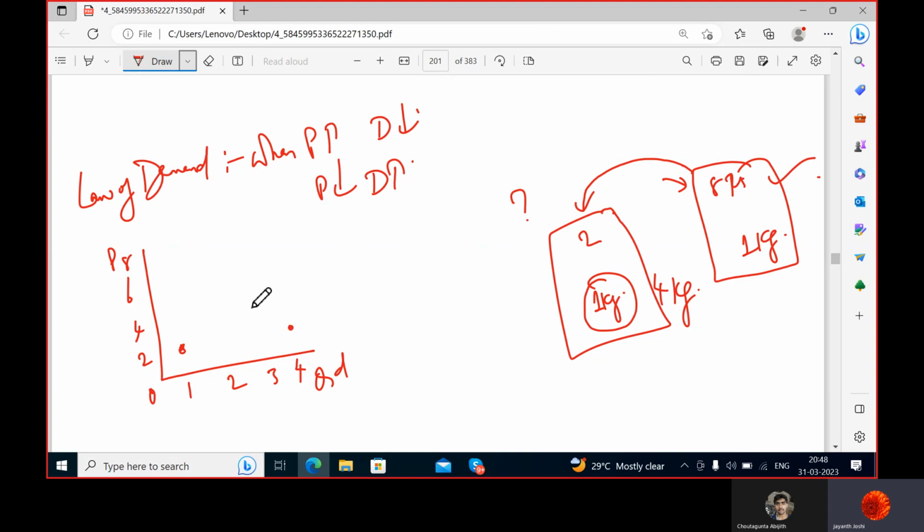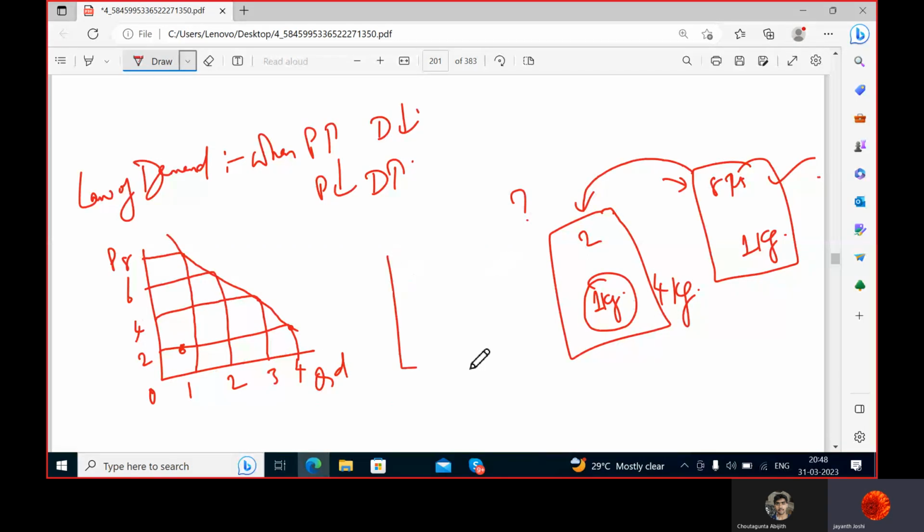When the price is 4, I'll buy 3. When the price is 6, I'll buy 2. When the price is 8, I'll buy 1 unit or 1 kg. So you can see it's sloping downward from left to right, correct? It goes in this way. So this is for demand.